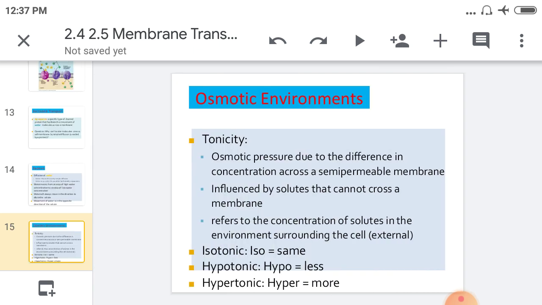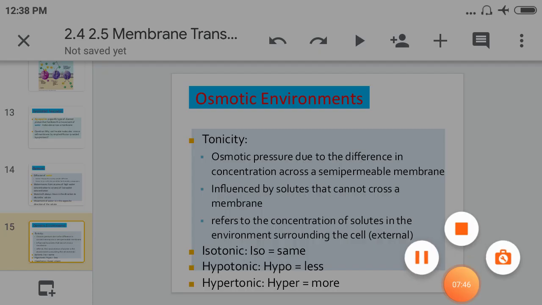Then the osmotic environment, that is tonicity: isotonic, hypertonic and hypotonic. It means different types of fluid are present in the body, and different types of cells, and they have different amounts: isotonic means same, hypotonic less, hypertonic more. Tonicity means osmotic pressure due to the difference in concentration across a semipermeable membrane. This is a very important point.